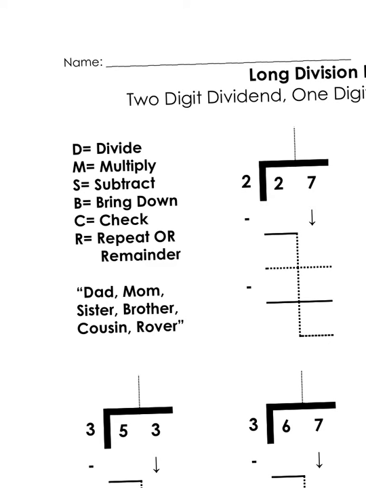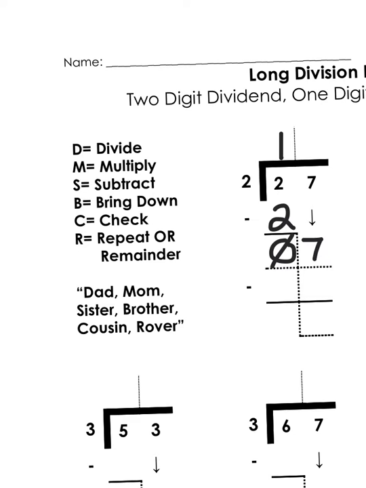So I look at my divisor of 2, and I think how many groups of 2 can I get out of 2? Well, that would be 1, because 1 times 2 is 2. I'm going to subtract the difference. Now, I'm going to bring down the 7, and then I check what's left. Is 7 bigger than 2? Well, yes, it is. So that means I'm going to repeat the process.